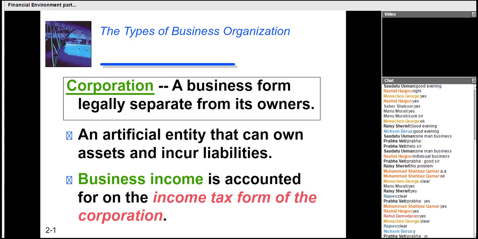Business income is accounted for on the income tax from the corporations. So the business income is accounted for on the income tax from the corporation, an artificial entity. That is already done. Whatever the business income is, that will be accounted for on the income tax from the form of the corporation.